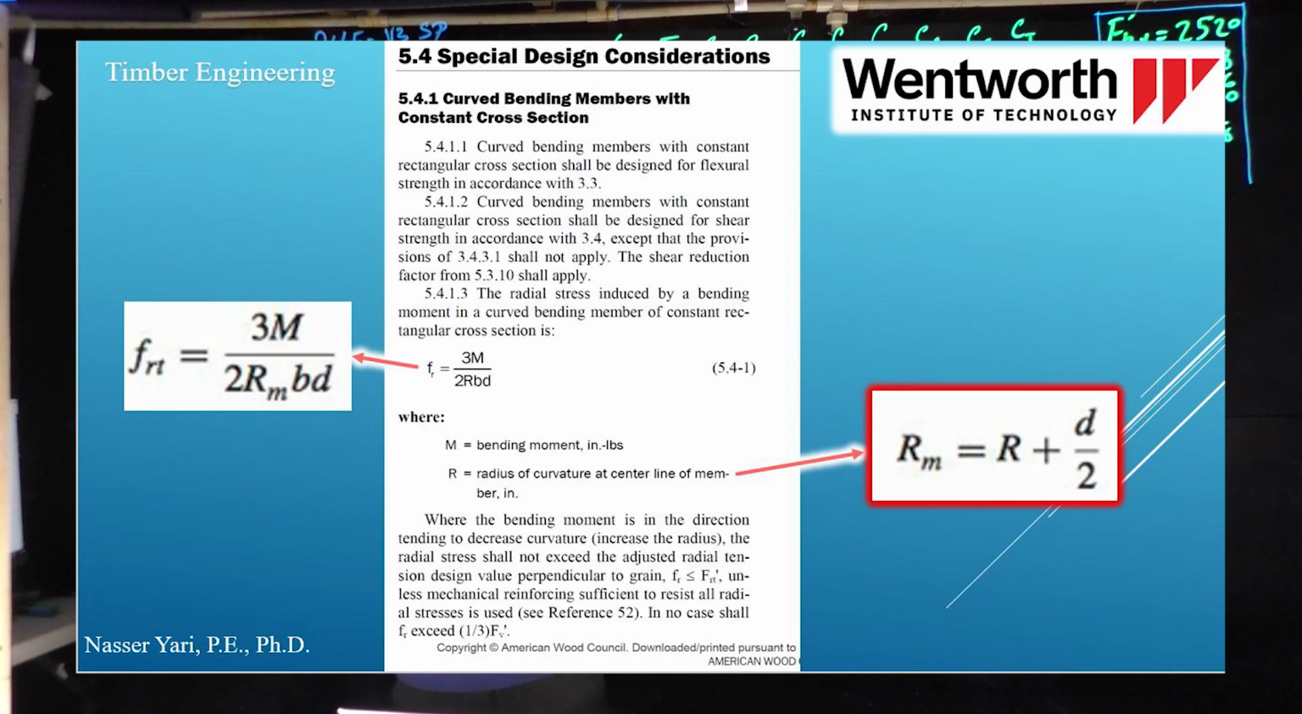That's correct. So now we're going to come back up here again. Let me start out with blue, and we're going to calculate the radial tension stress. The formula for that, FRT, is equal to 3M divided by 2 RM BD. If you look on the board, that's where it comes from, section 5.4.1.